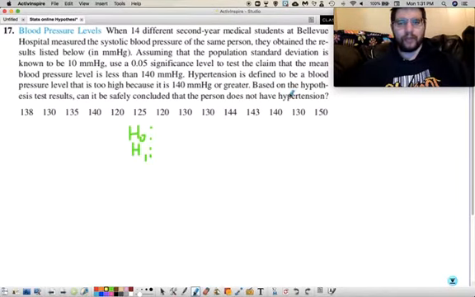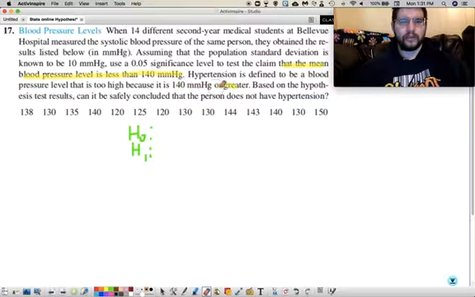So, does not have hypertension. Basic claim: that is too high because it's 140 or greater. The claim is that the mean blood pressure is less than 140. So that's our claim right here.